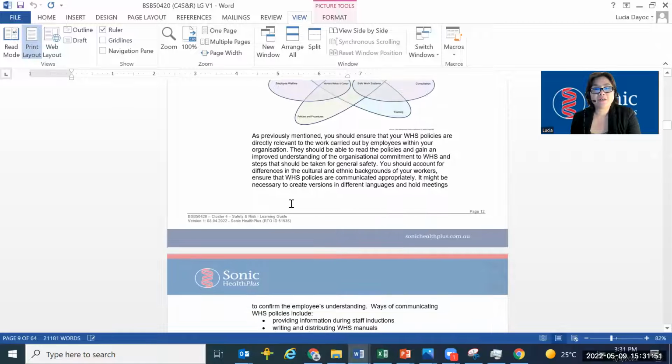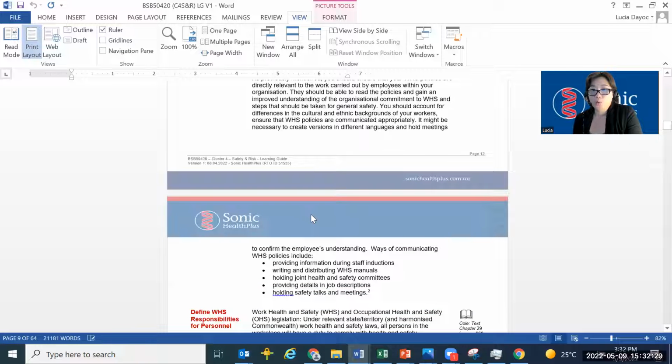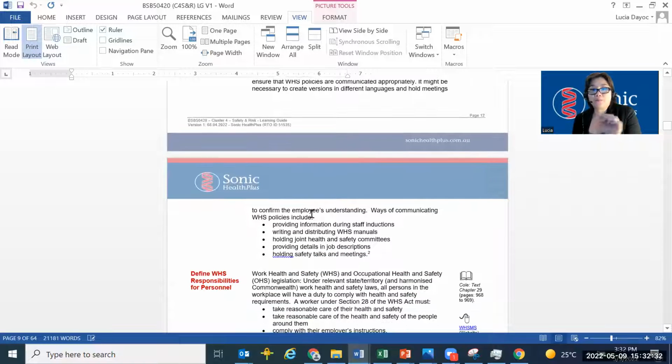You should account for differences in the cultural and ethnic backgrounds of your workers. So you're not just following the law in terms of work health and safety, but it also includes being very inclusive and very considerate about the different ways people understand, communicate, and perceive certain things, so that's important as well. And it is your obligation to ensure that work health and safety policies are communicated appropriately. It might be necessary to create versions in different languages and hold meetings to confirm the employees' understanding.